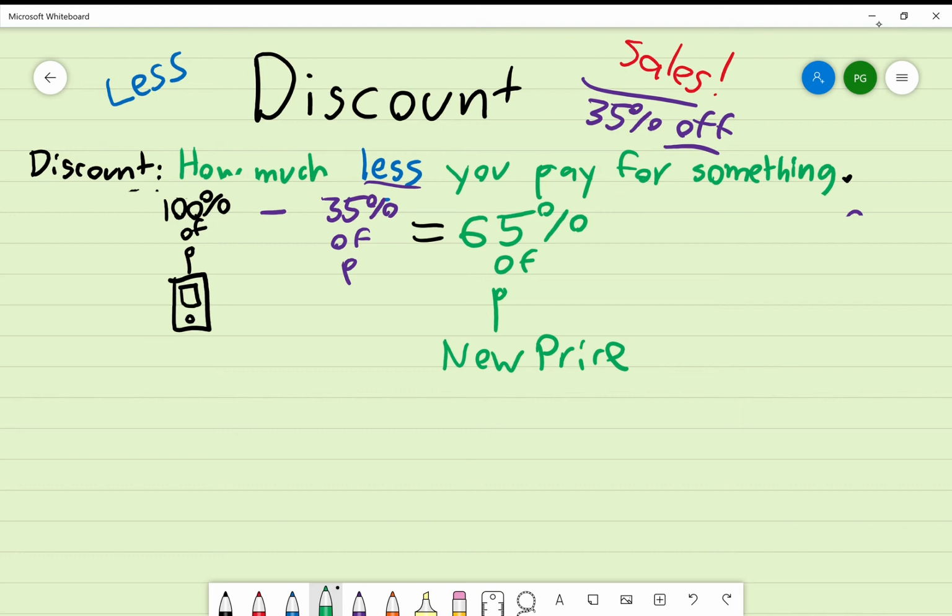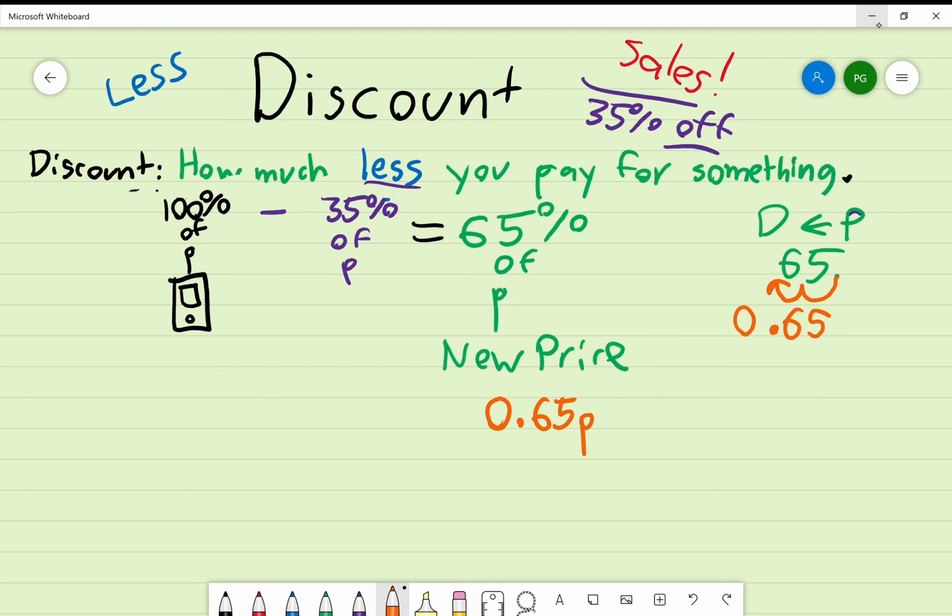Let's go ahead and turn that percentage into a decimal. 65, take the invisible decimal, move it 1, 2 spaces to the left, bring it down, 0.65. So the new price represented as an expression would be 0.65p.